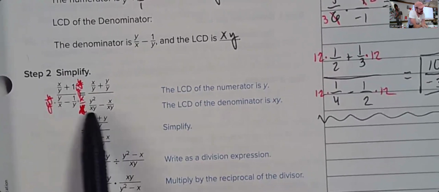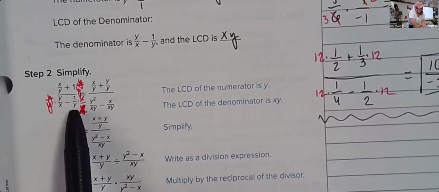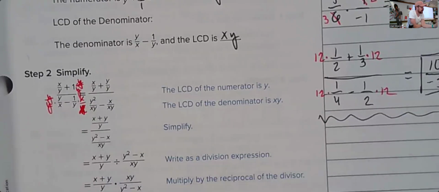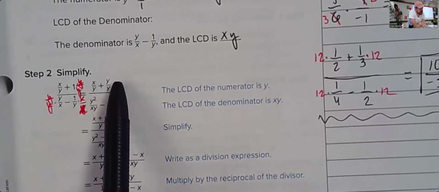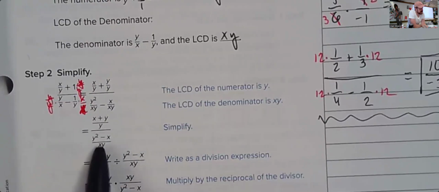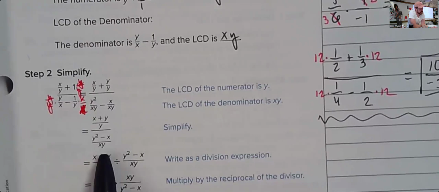On the second fraction, 1 times x is x, so minus x, and then x times y is xy. And then we simplify. We can put everything over a common denominator. On the numerator, x plus y over y is here. And then on the denominator, we have y squared minus x over xy, the common denominator for that. Are there questions at this point?